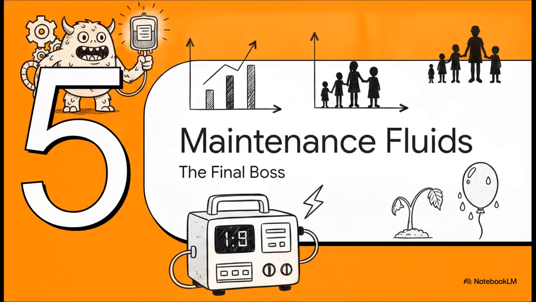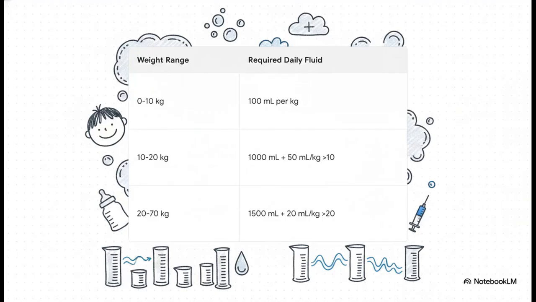Which brings us to Section 5, Mastering Maintenance Fluids, often considered the final boss of pediatric calculations. Getting a child's continuous IV fluid needs right is absolutely critical, because a misstep here can cause severe dehydration or dangerous fluid overload. This perfectly illustrates the famous 10-20-70 rule. It shows exactly how daily fluid requirements scale up with the child's growing weight brackets. For their first 10 kilos, it's 100 milliliters per kilo. For the next 10 kilos, you add 50 milliliters per kilo. And for anything over 20 kilos, you add 20 milliliters per kilo.